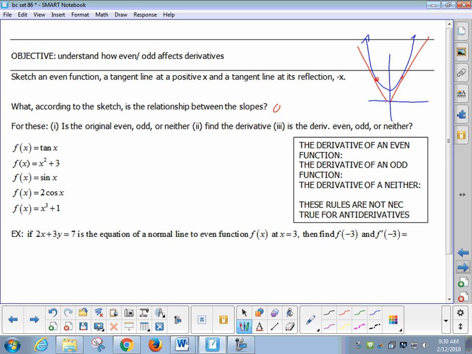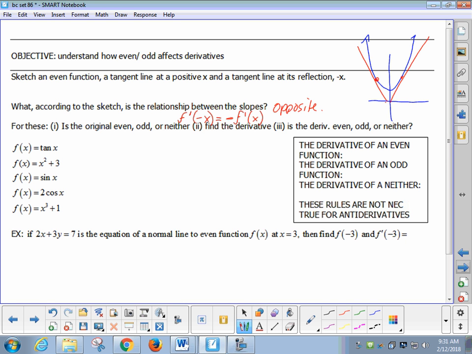Just straight up opposite. Opposite sign, not reciprocal. That seems to indicate that the derivative at a negative x is the opposite of the derivative at the positive x. Well, shoot, that seems to indicate that the derivative of an even function is odd. That's odd. Well, let's investigate that for a few cases.